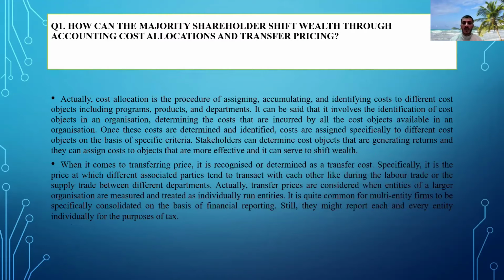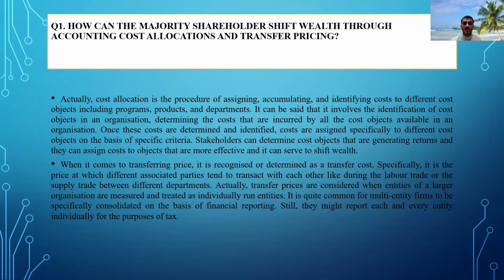Now, let's begin answering the first question, which talks about how the majority shareholders can shift wealth through accounting cost allocation and transfer pricing. Actually, cost allocation is the procedure of assigning, accumulating, and identifying costs to different cost objects, including programs, products, and departments. It involves the identification of cost objects in an organization, determining the costs that are incurred by all the cost objects available in an organization.